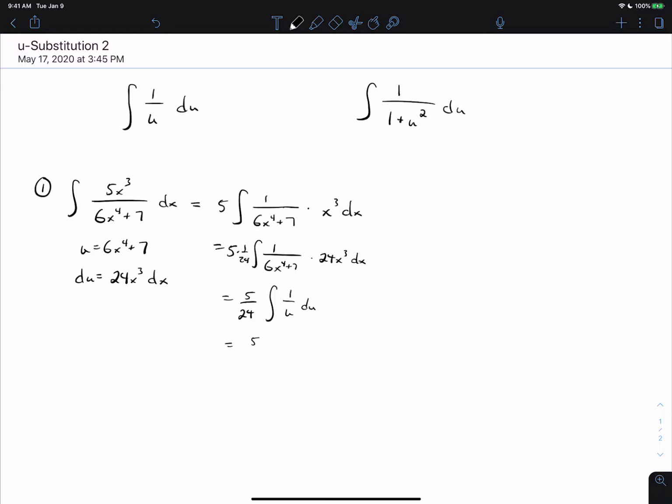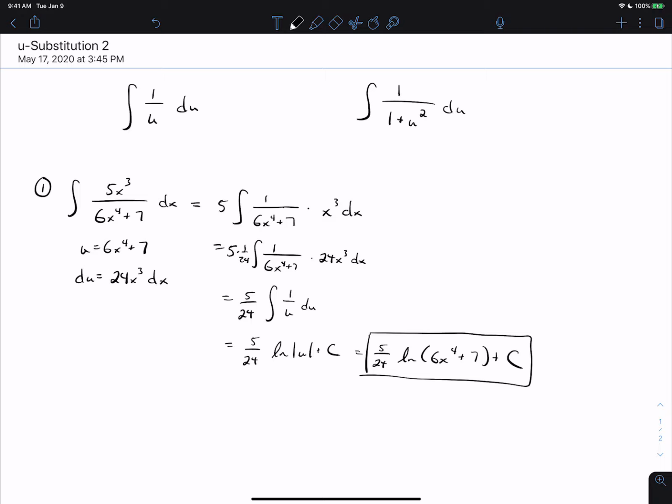That gets us 5 over 24 integral log of the absolute value of u plus c. And then that's 5 over 24 log of 6x to the 4th plus 7 plus c. It would be okay if you had absolute value. You don't need to put it here because the x to the 4th is always positive, or 0, and so then the argument there, the inside of the log, is always positive. Okay, so this one, the log form works.